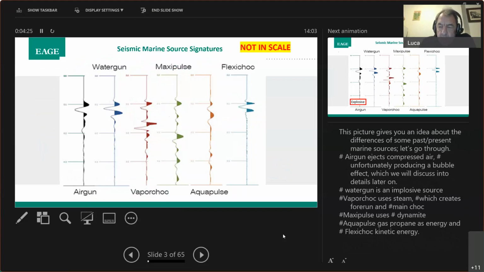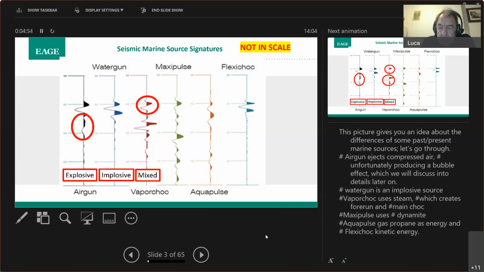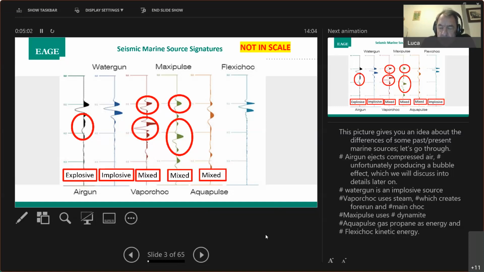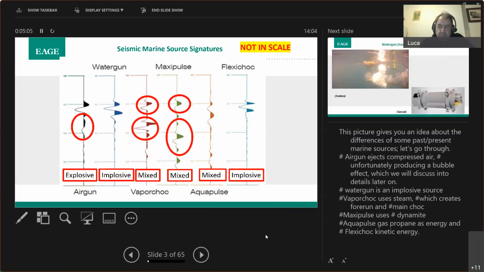This picture gives you an idea about the differences of some past and present marine sources. Let's go through them. Airgun ejects compressed air, unfortunately producing a bubble effect, which we discuss in detail later on. Water gun is an implosive source. Vapor shock uses steam, which creates a forerun and main shock. Maxi pulse uses dynamite, aquapulse gas propane as energy, and flexi shock kinetic energy.